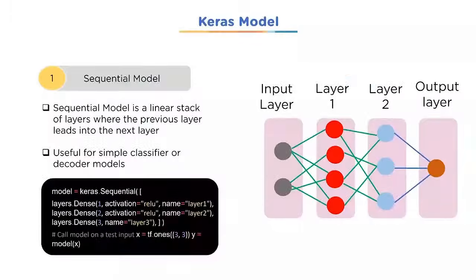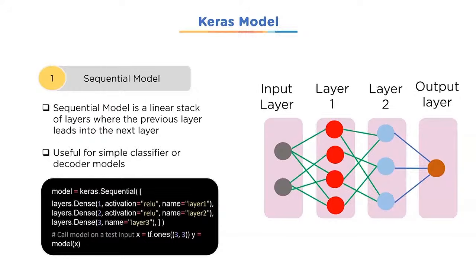So when we look at Keras models, we have a sequential model. A sequential model is a linear stack of layers where the previous layer leads into the next layer. And if you've done anything else, even like sklearn with their neural networks and propagation, this should look familiar. You should have your input layer, it goes into your layer 1, layer 2, and then to the output layer. And it's useful for simple classifier or decoder models.